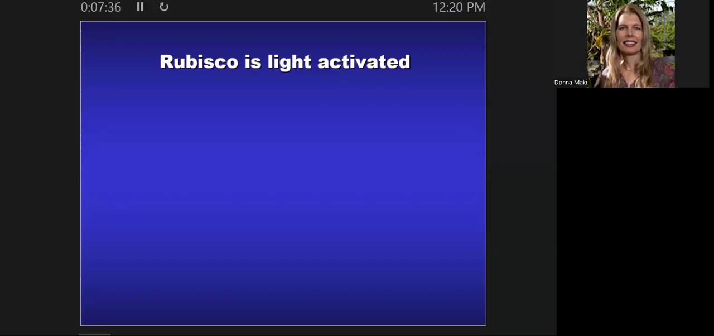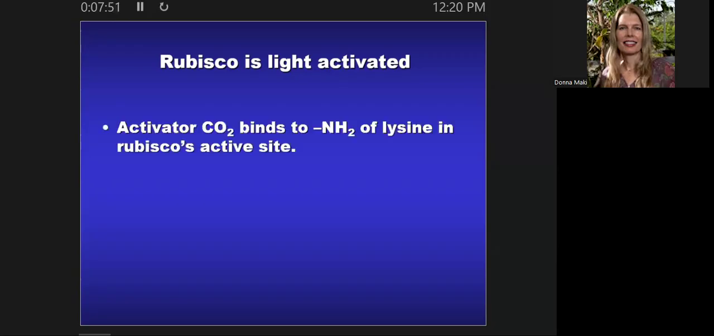So we know that this is the enzyme that kicks off the very first step of the Calvin cycle. Its job is to take CO2 into its active site and react it with RuBP. What they've also discovered is that there's a second carbon dioxide that they've named the activator carbon dioxide, and it binds to a lysine portion of the active site. So this is not the carbon dioxide that reacts with RuBP. This is a separate one.